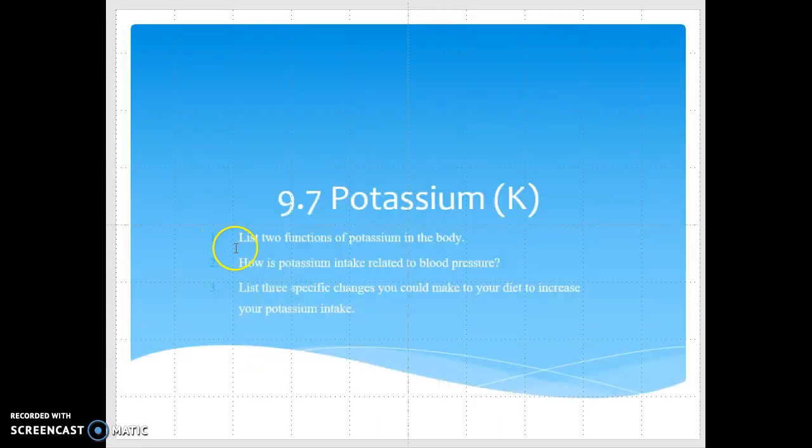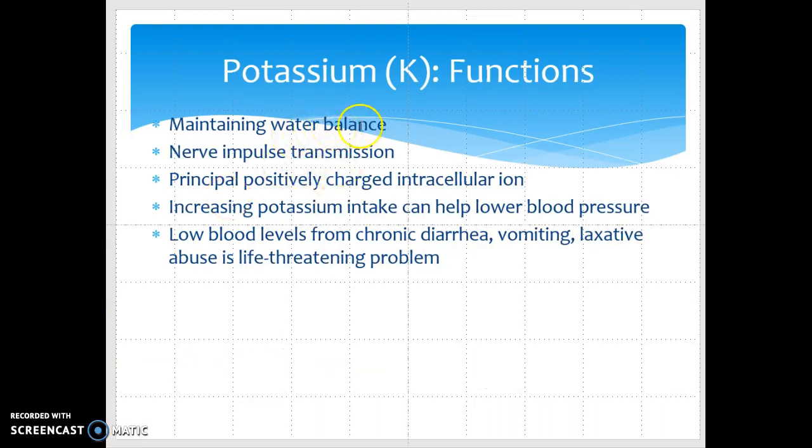Another nutrient is potassium. What are the functions of potassium? Where is it in our diet? Well, potassium helps again to maintain water balance.